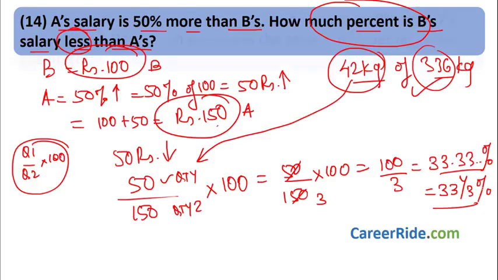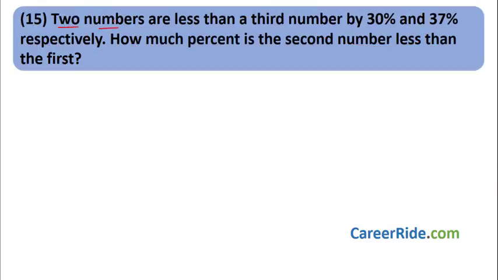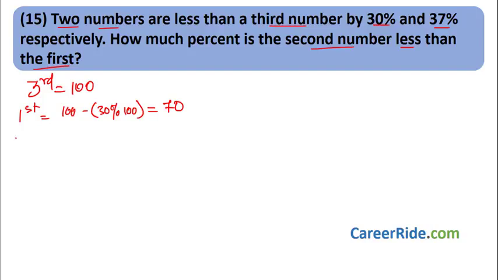Moving to next question. Two numbers are less than a third number by 30% and 37%. How much percent is the second number less than the first? Now two numbers are less by 30% and 37% respectively. So let the third number be 100. So the first number is 30% less. So the first number is nothing but 100 minus 30% of the third number, right? That is nothing but 30. 100 minus 30 is 70. So the first number is 70.